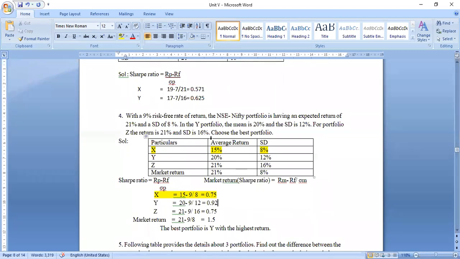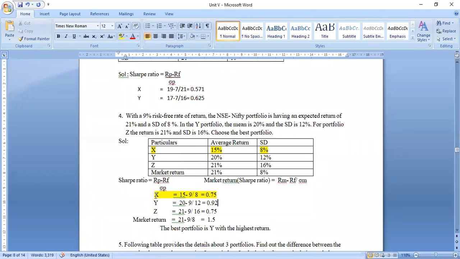So the question asks us to choose the best portfolio. Now out of Y and Z, in case of Sharpe or Treynor, whichever value is highest is better: the return will be more and the risk less, so you will have a higher return. But when you compare here, you have a return of 21 but the risk is 16. Here the risk is 12. That is why we are going to choose portfolio Y, out of Y and Z.